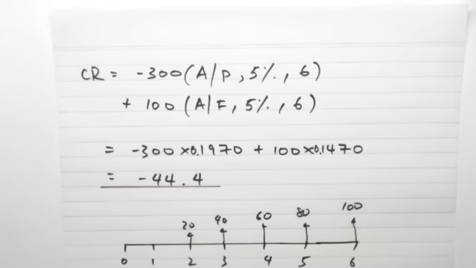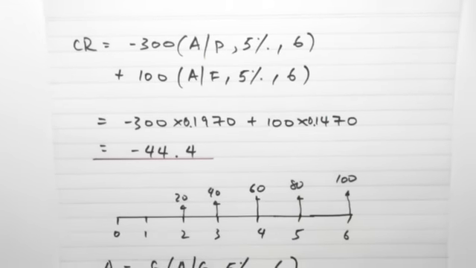Then the next thing we look at is converting our salvage value into another annuity. We find the factor for annuity given future value, 5% for 6 years, to be 0.1470. The next thing we do is add the two together, and we find the capital recovery to be minus 44.4. Okay, there's only one more thing we need to do before we can calculate the annual worth.